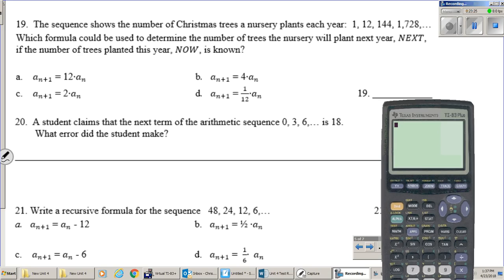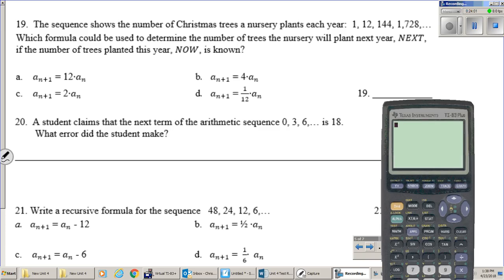Okay, on number 19, we're moving into the sequence problems. It says the sequence shows the number of Christmas trees a nursery plants each year. It starts at 1, then 12, then 144, 1,728. Which formula could be used to determine the number of trees the nursery will plant next year? Remember, we've talked about writing sequences in the form of next equals now, and we've shown you today and Friday how to convert the next to the a sub n plus 1. Now is the same thing as a sub n.